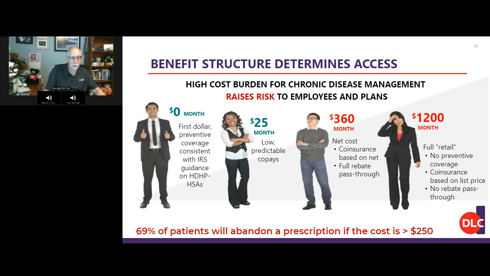We know that most patients will abandon a prescription if the cost is more than $250. Now, a person with type 1 diabetes is not going to abandon their insulin prescription because they will die, but they will ration their insulin, and rationing it, taking less than what's prescribed, is not in their best health interest, and it's not in your best long-term care and risk management interest, because rationing insulin leads to poor health outcomes. So you can see, obviously, these plan designs have a substantial impact on your people, and especially during that deductible period.